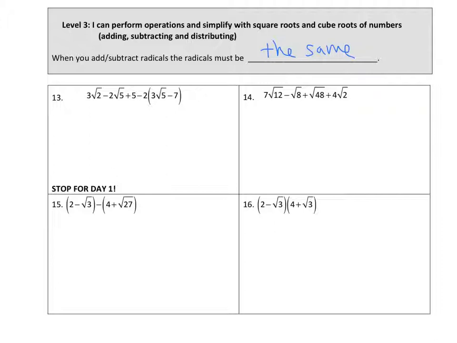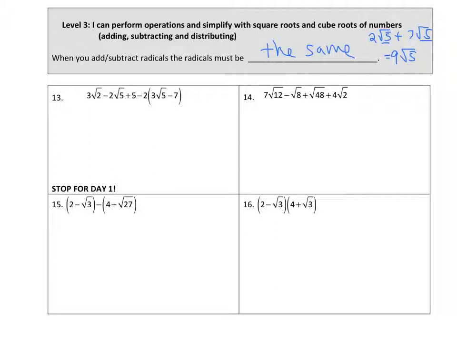So, for example, I can add 2 radical 5 plus 7 radical 5. I'm allowed to add these together because they have the same radical. It's just like combining like terms. And I would add the numbers in front, the coefficients. 2 plus 7 is 9, so that would be 9 radical 5. Now, if you have radicals that are different, you can't combine them.